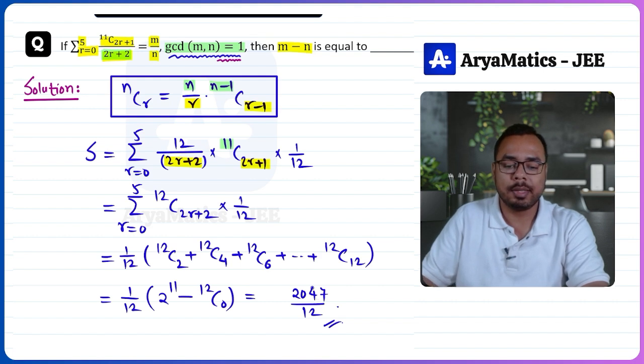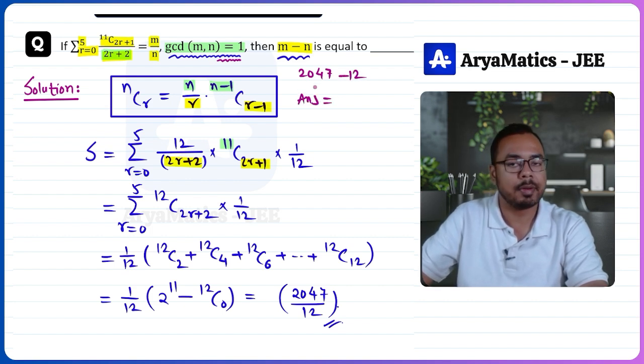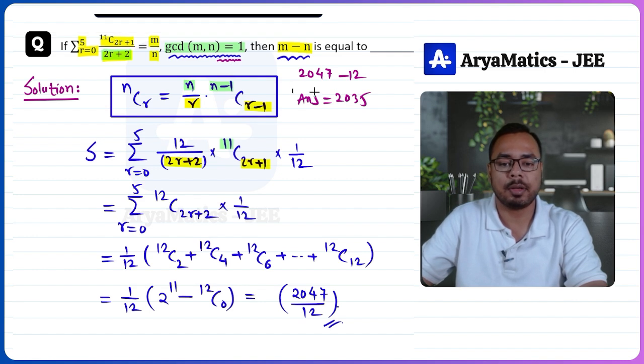Now we need to check whether there is any common factor between these two numbers. Clearly this number is not a multiple of 2, and 7 plus 2 is 9, plus 4 is 13, so not a multiple of 3. That means there is no common factor between these two numbers, right? This fraction is in its smallest form. We need m minus n. So clearly the value of m will be 2047, n is 12. So m minus n will be the difference of these two, that means we have 2035. So that should be the correct answer for this problem.